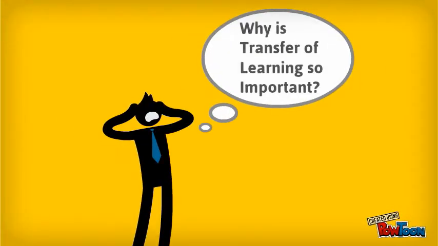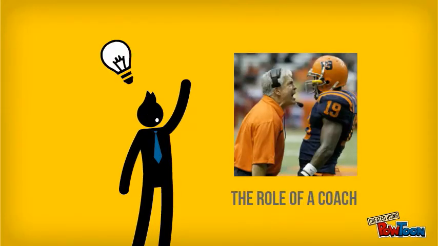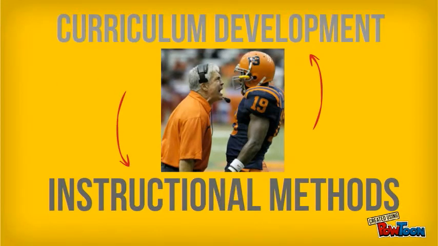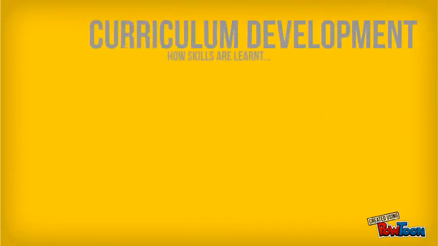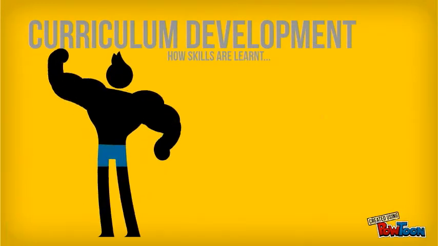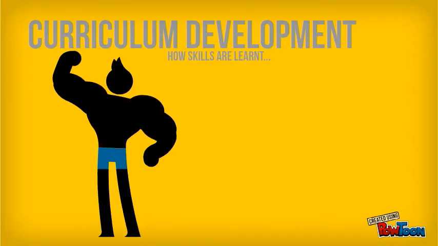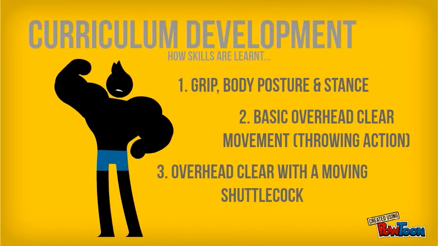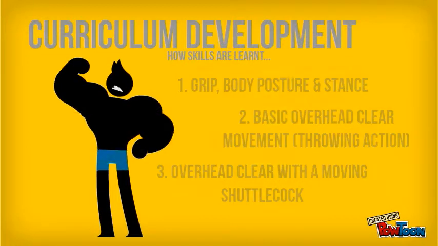Why is transfer of learning so important in sports coaching? Here are two main reasons how a coach can utilize this concept: curriculum development and implementation of instructional methods. For a case of a new sport, curriculum development refers to the logical progression of how key skills are learnt, from the basic to the more complex components. For instance, in badminton, the first and basic step is to learn the grip and stance, followed by the overhead clear movement, and eventually reach a state of proficiency in an actual game situation.